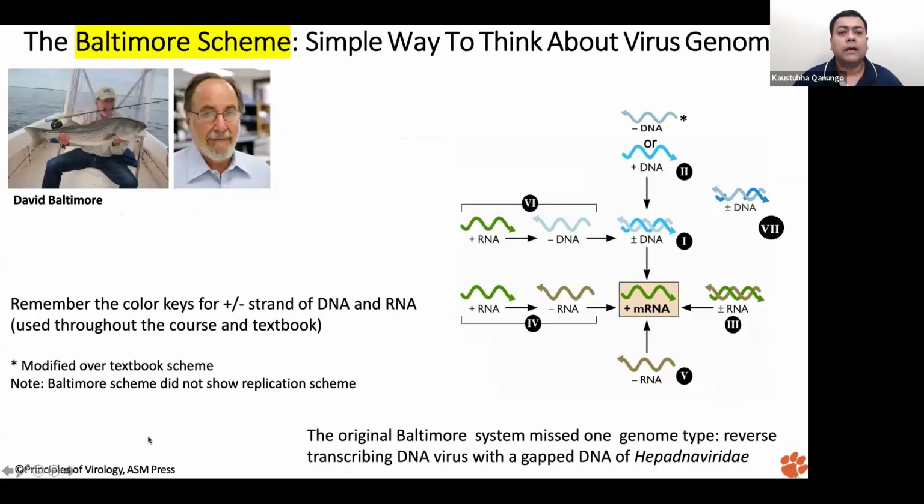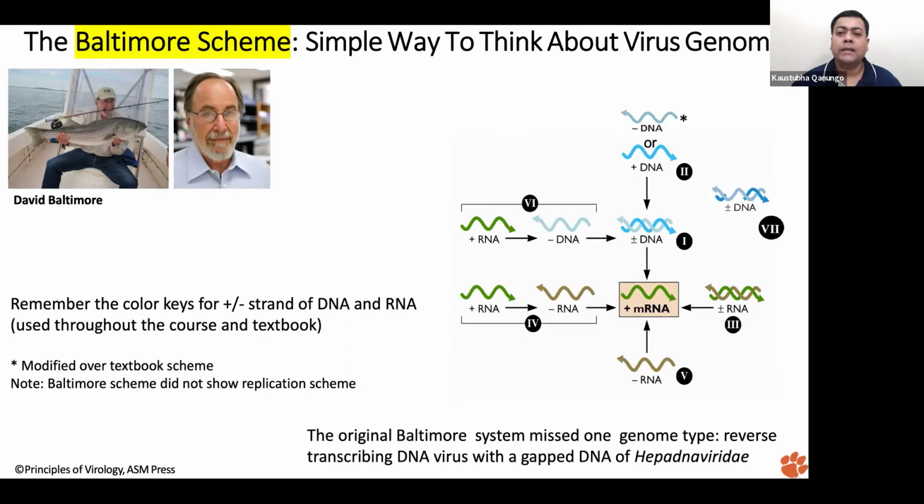So the Baltimore scheme is a simple way to think about the virus. And this is David Baltimore, Nobel laureate. He was the president of MIT and is a very, very well-regarded molecular biologist and virologist overall. And he actually put this scheme together to understand all the different 7 types of the viral genome. But he actually did not discover the 7th type. He came up with the 6th, because the 7th type was discovered much, much later.